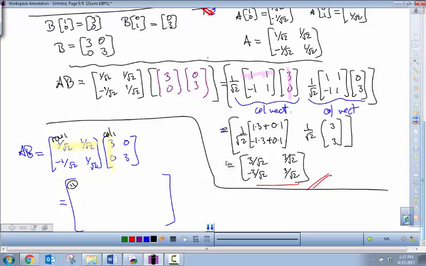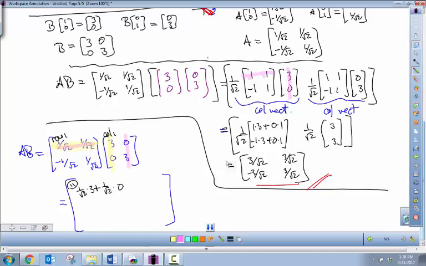So in the 1, 1 position, it's going to be the computation of the dot product between the first row and the first column. So this is 1 over root 2 times 3 plus 1 over root 2 times 0. So that's the first slot. To get to the next position, you're going to take the first row again, but this time you're going to take the second column. So first row, row 1, and then column 2.